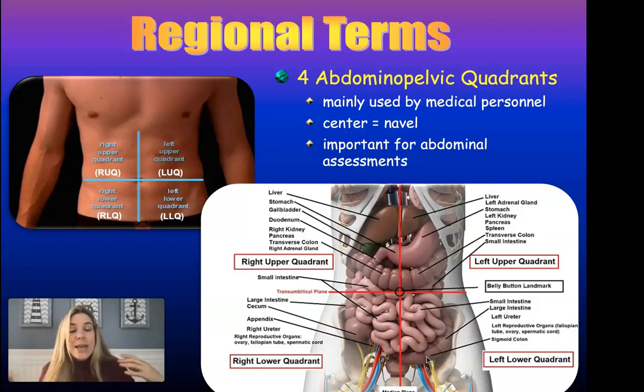So again, the purpose of these 4 abdominopelvic quadrants is to help medical professionals know what organs, or what parts of organs, they're dealing with when they're examining a person. So it's important for abdominal assessments. And the other thing that's important for you to remember is that it's divided by these transverse and mid-sagittal planes, with the belly button being the point of cross.